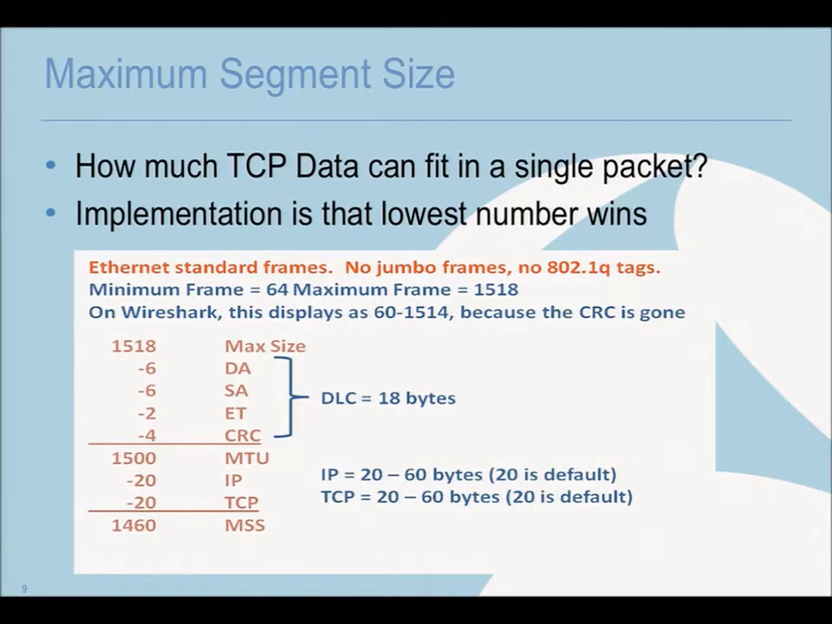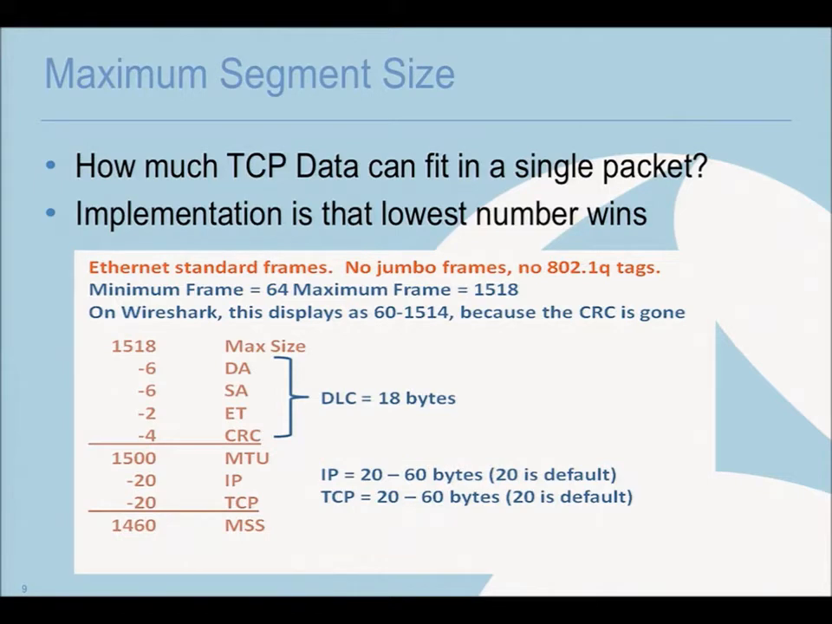If I have a full-size, regular, plain old Ethernet packet, so I've got 1,518 bytes in my Ethernet packet, and I don't have any 802.1Q headers or anything, no VLAN tags, just a plain generic packet, then I can fit 1,460 bytes. So you take the 1518, you pull out the Ethernet header: your destination address, your source address, your ether type, and then at the very end, your CRC.